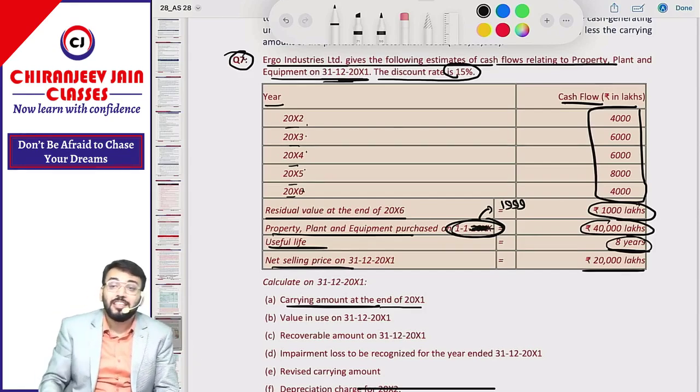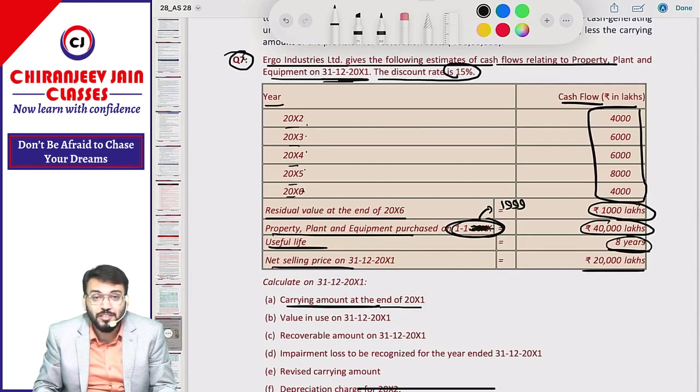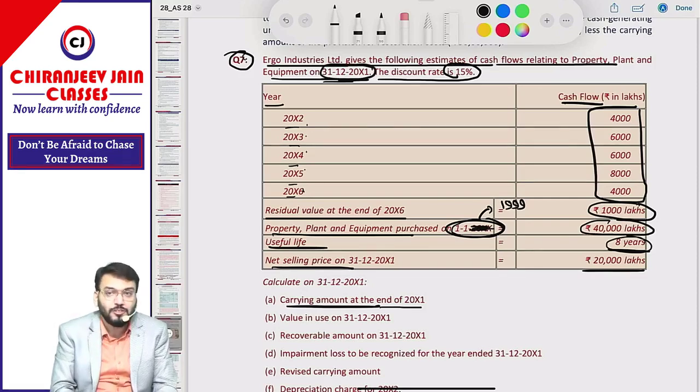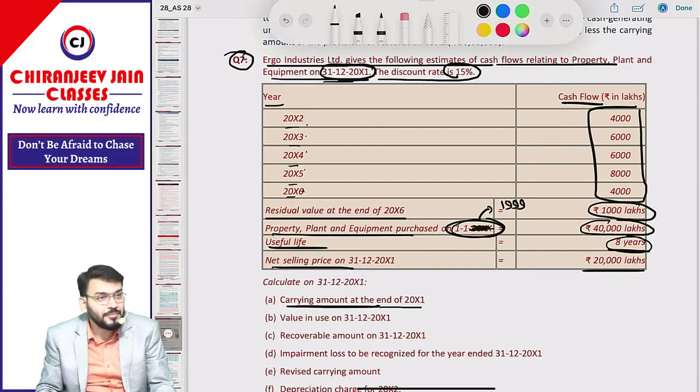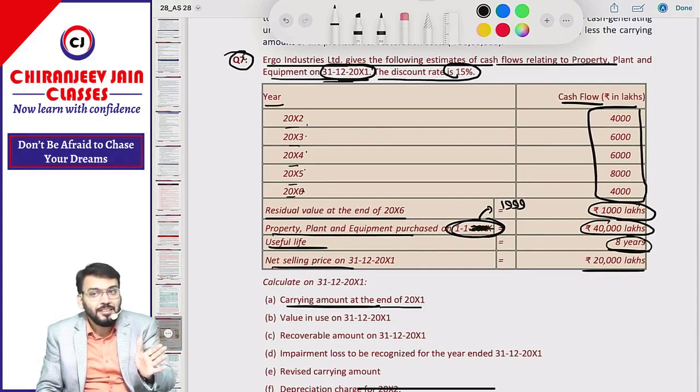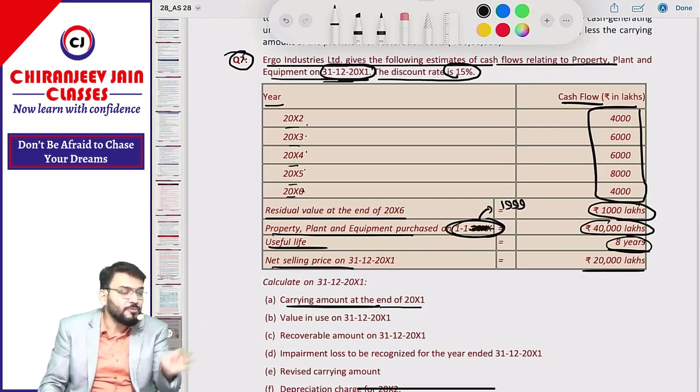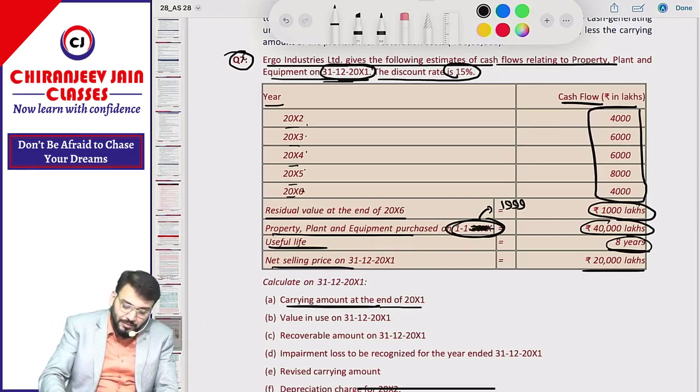So we purchased on which date? 1/1/1999. And we need to perform impairment testing on which date? 31st 12 2001. So it means after how many years? 3 years. We need to calculate depreciation for how many years? 3 years. Let us calculate.